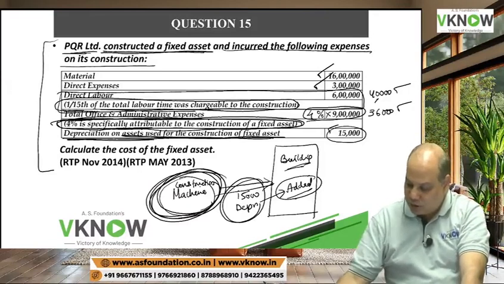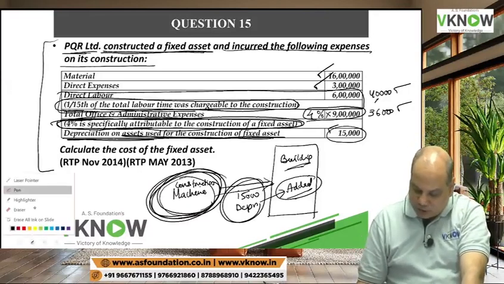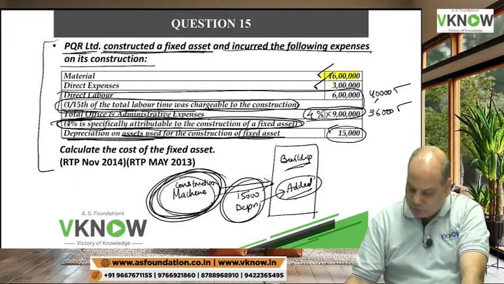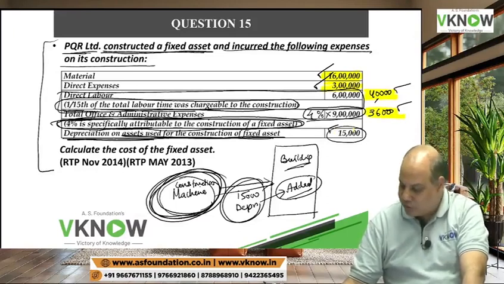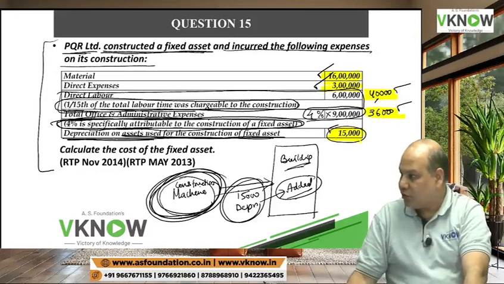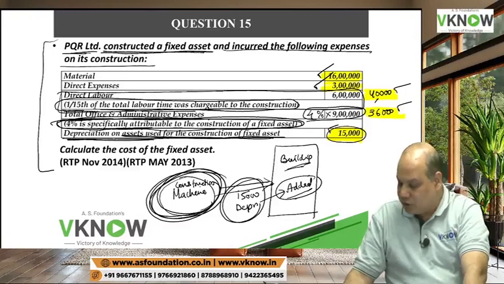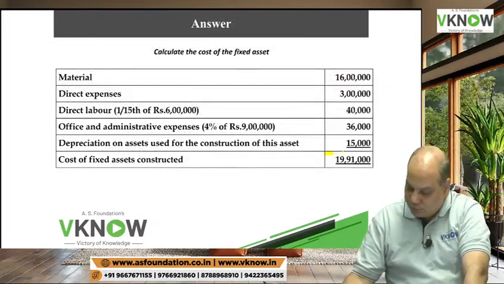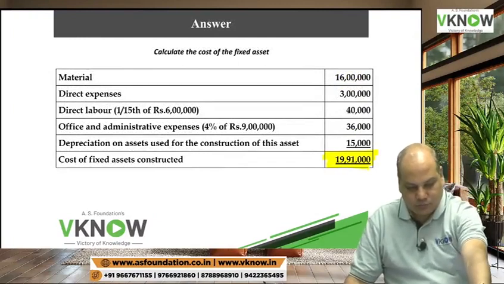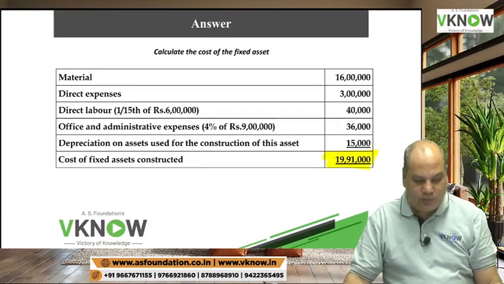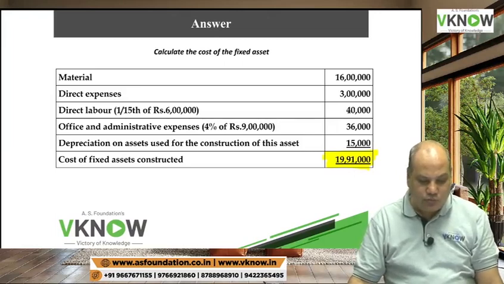So my final answer will be, take on your calculator, 16 lakh, 3 lakh, 40,000, 36,000 and 15,000. So the answer is, many students have already answered, 19 lakh 91,000. So Ganesh, Pavan, Aditya, Sanket, you are right.